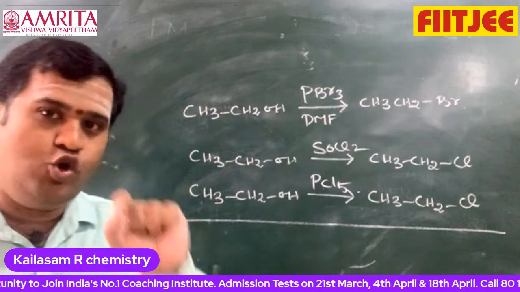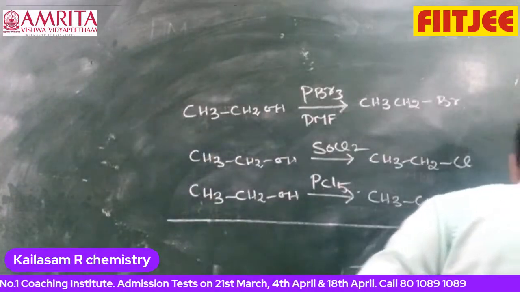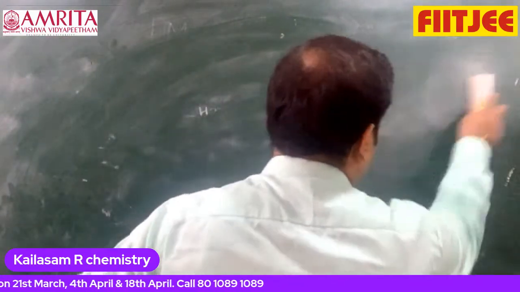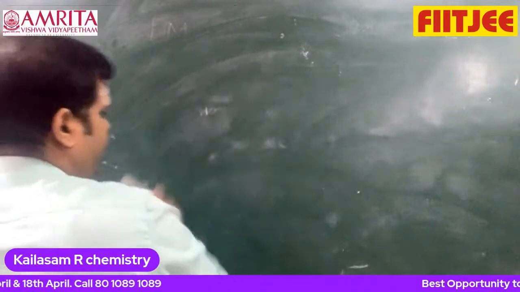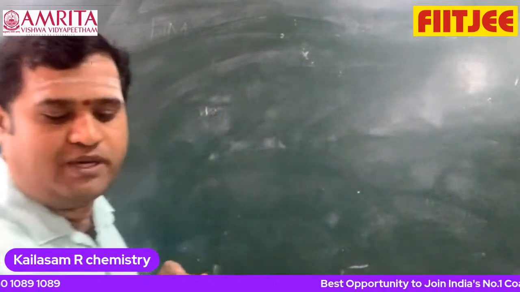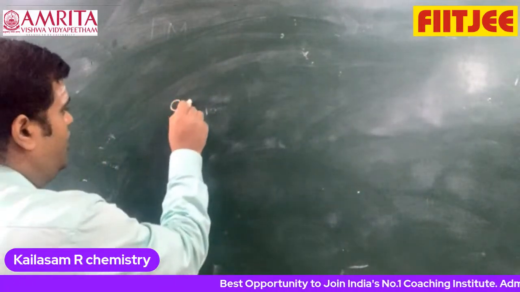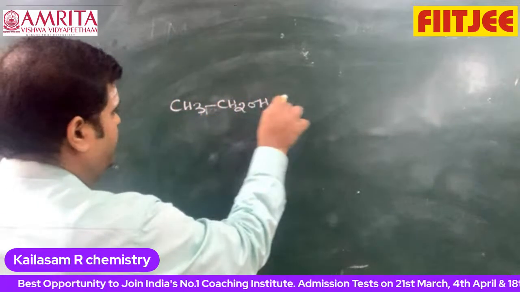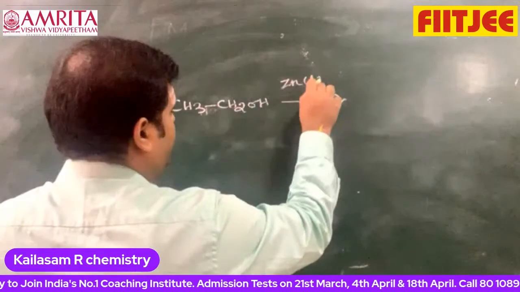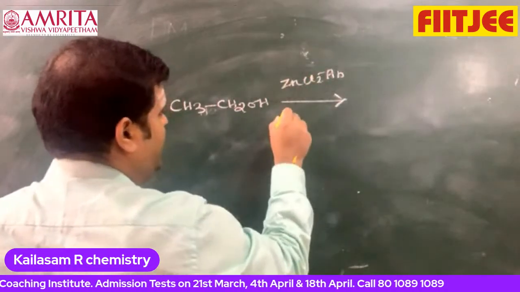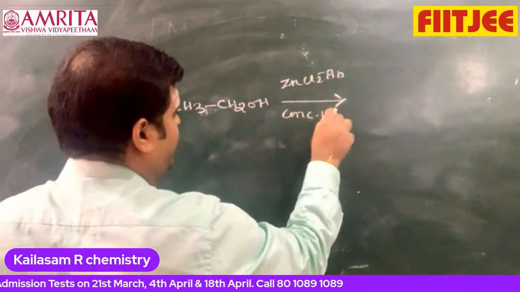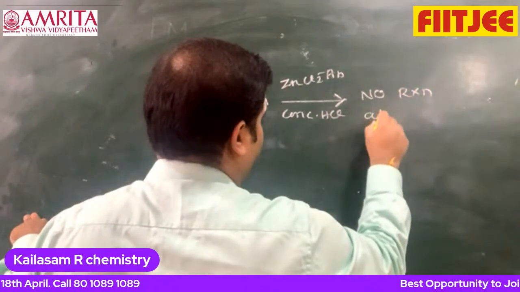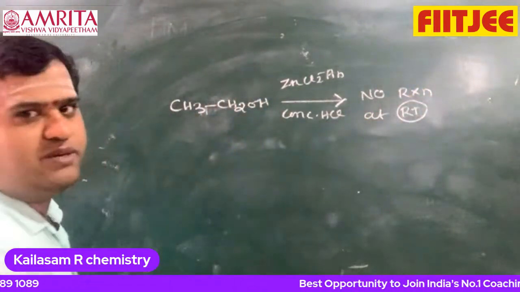Fine. Next, very important, the Lucas test. That means distinguishing between primary, secondary, and tertiary alcohol at room temperature. Look at this. I am taking primary alcohol, CH3CH2OH. What is Lucas reagent? ZnCl2, anhydrous, and concentrated HCl. No reaction at RT. RT means room temperature.